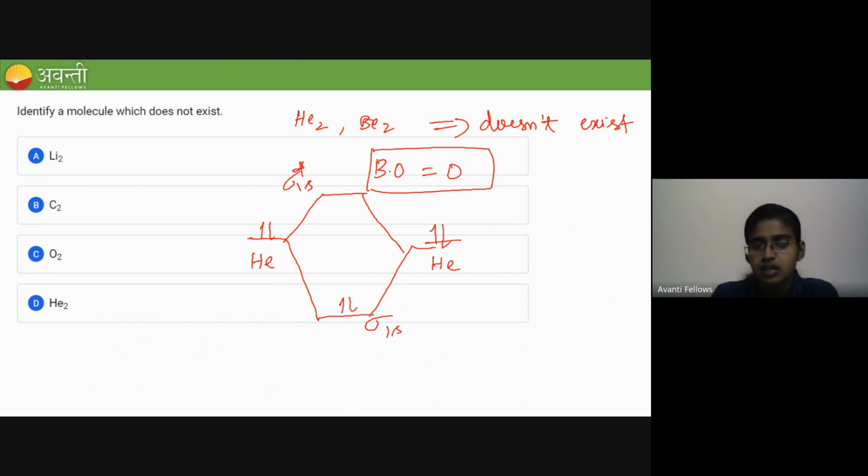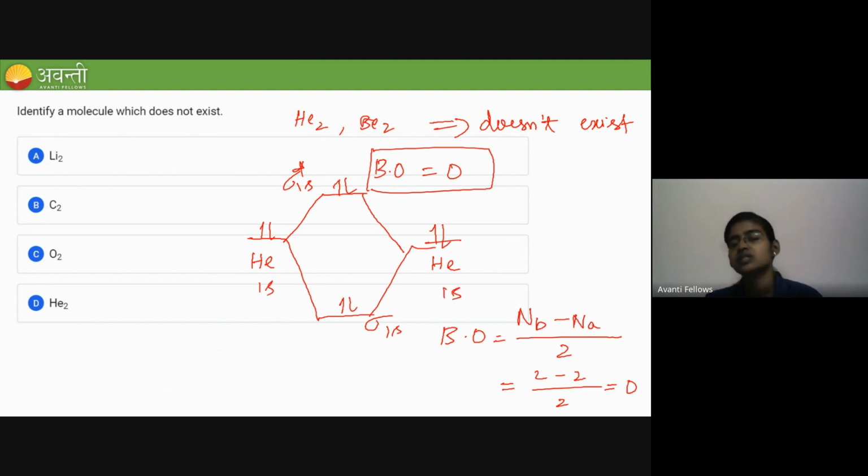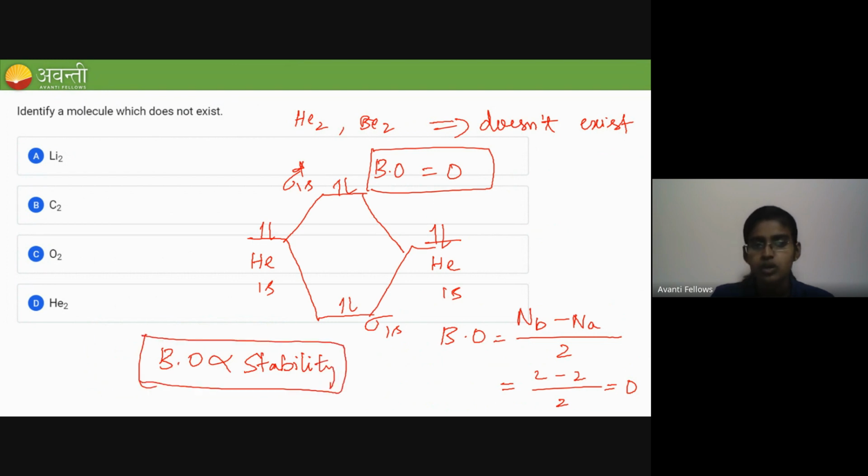1, 2, 3, 4. Now if you want to calculate the bond order, it is Nb minus Na divided by 2. Number of electrons in bonding is 2, anti-bonding is also 2, divided by 2. So it is equal to 0, right? Since bond order is directly proportional to stability, bond order is 0, so the molecule stability is also 0. It is unstable. Helium molecule doesn't exist.